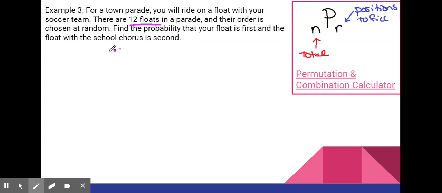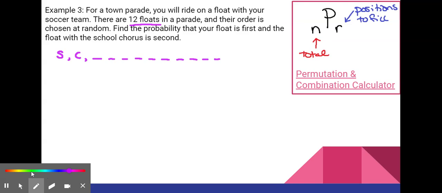Okay, and their order is chosen at random. We want your soccer team to be first, and you want the school chorus second. So we would want soccer team, we would want chorus, and then the other 10. 1, 2, 3, 4, 5, 6, 7, 8, 9, 10. Good. The other 10 could be whatever happens. We don't care.